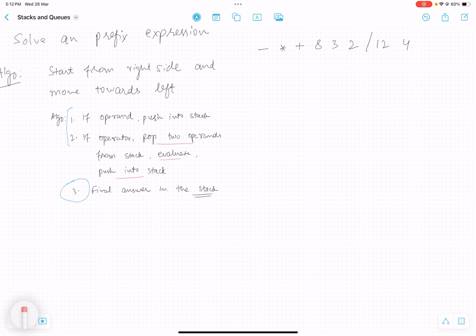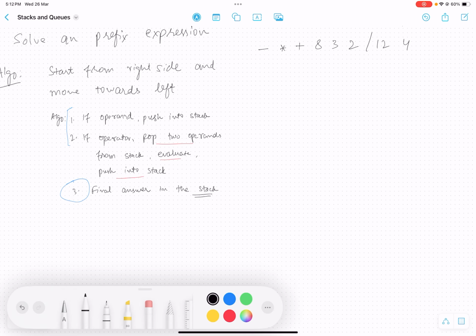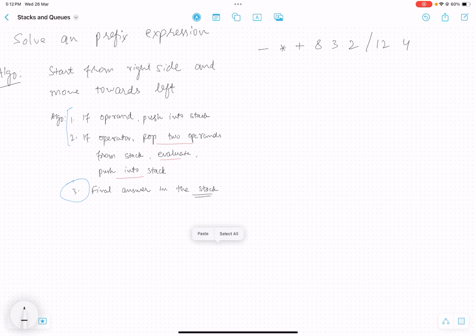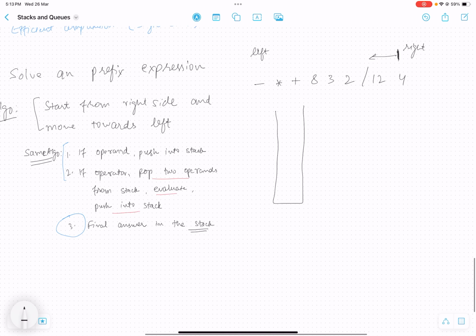Right? And I can say that this is the same algo as above. This is the only step that we added. Okay, and with this, let's start to solve this problem. So let's say this is our stack. We are starting from the right-hand side.